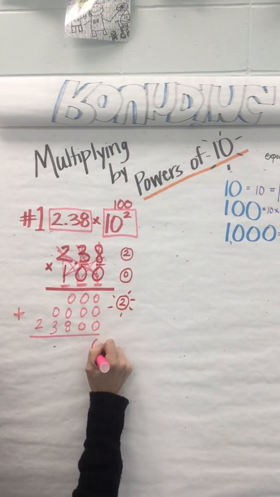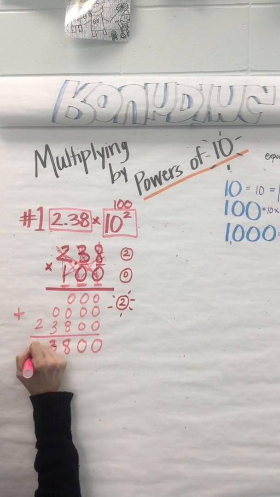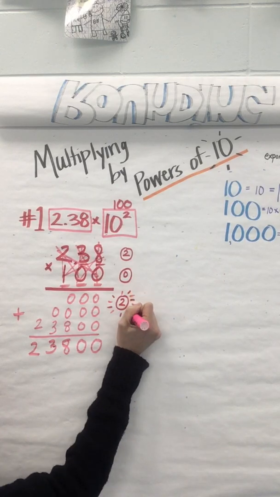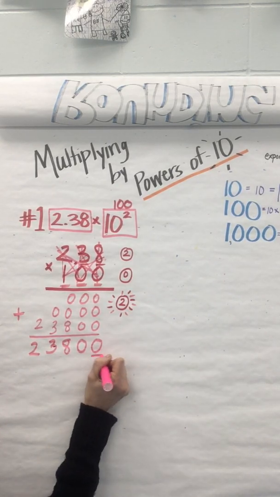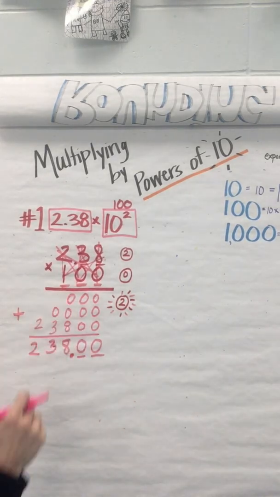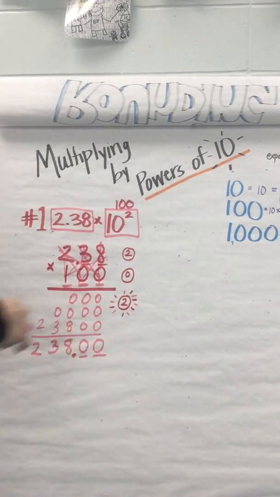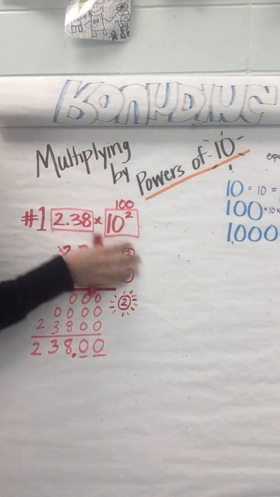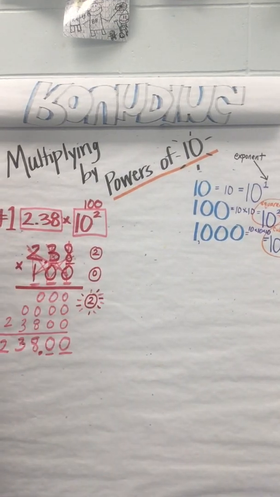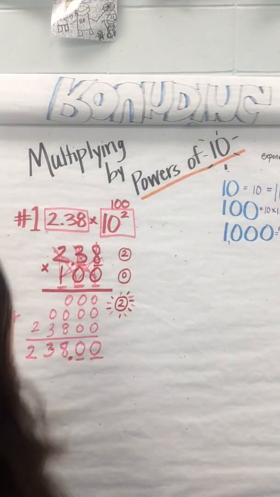Okay, hang in there with me. So I add all this up and I get this, okay? And then my little alert's going off. Wait, don't forget about the decimal. 1 space after the decimal, 2 spaces after the decimal. So that's what I got, okay? So this is one way that we can multiply by powers of 10. These numbers like 10, 100, 1000, okay? Multiples of 10.